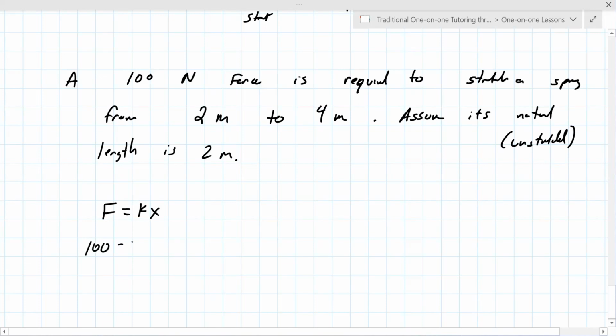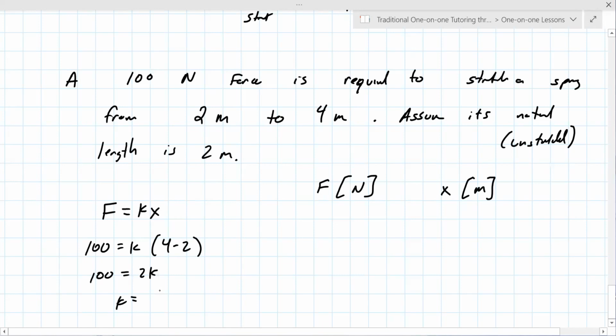So they tell you force, they tell you 100 equals K times X. The F has to be in newtons, and the X has to be in meters. If it's in centimeters, you have to convert. That was the problem I was about to give you, but the unit conversion isn't really part of this. So they give you the stretch length. It's not 2, it's 4 minus 2, because that's how much you stretched it. So 100 equals 2K, K equals 50 newtons per meter.